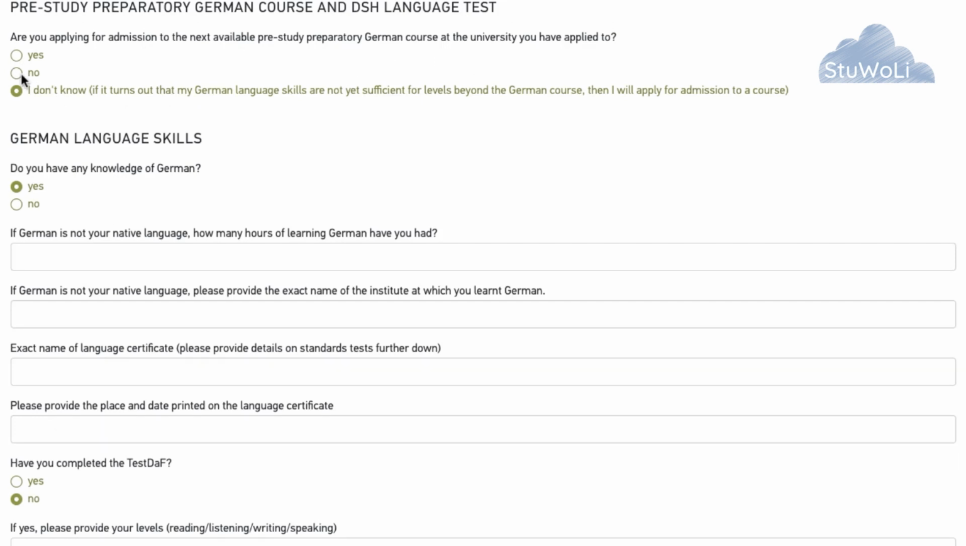If, for example, they don't have capacity for the Aufnahmetest, or your German certificate is not accepted for any reason, then they will say, oh, you don't want to go to German course, then no. So I would say yes or I don't know would be the safer options.